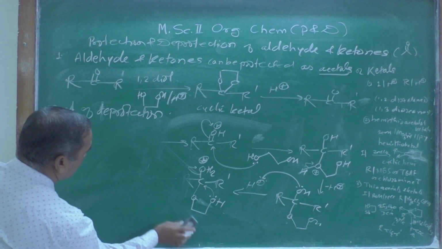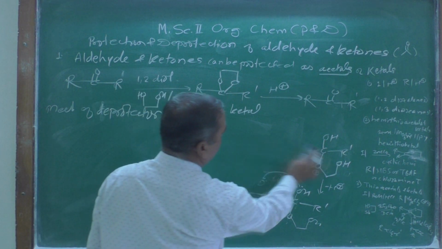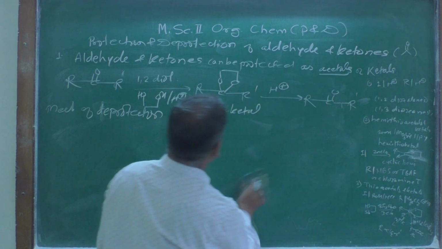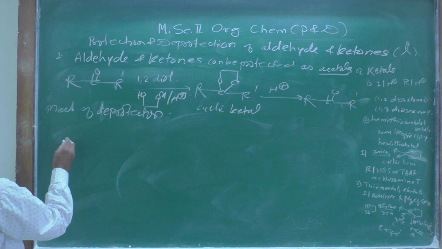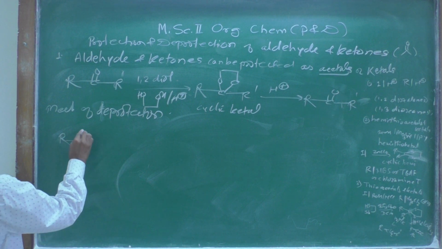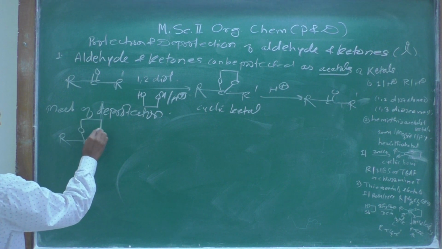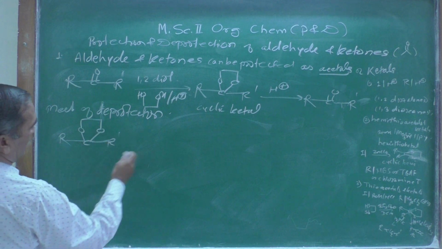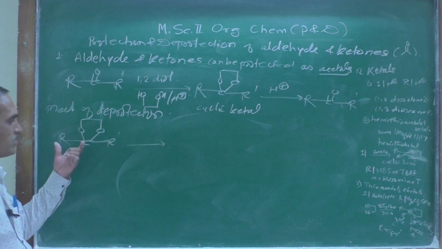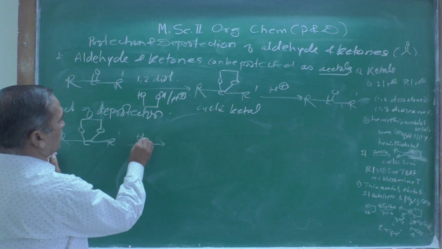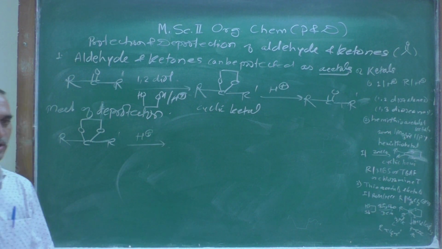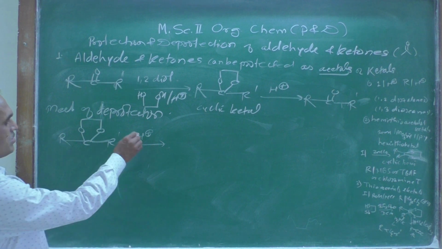Let us see here the cyclic ketal for deprotection. Here R, then C, O, CH2, O, this R dash, right? It is the simplest now. This is a 5-membered ring. Now it gets deprotected under acidic condition.